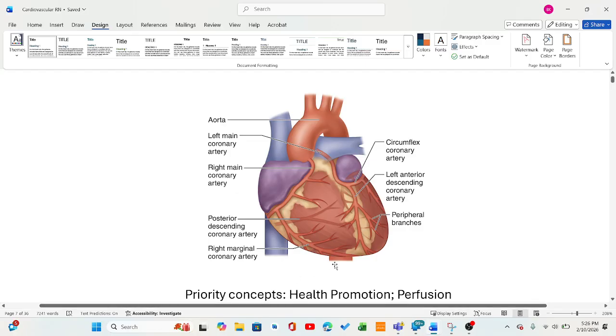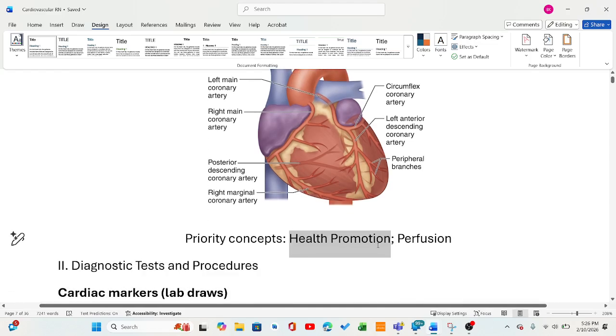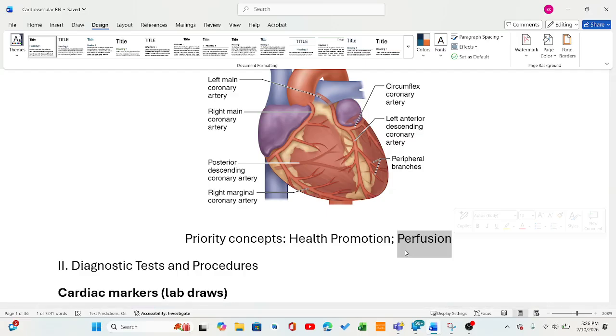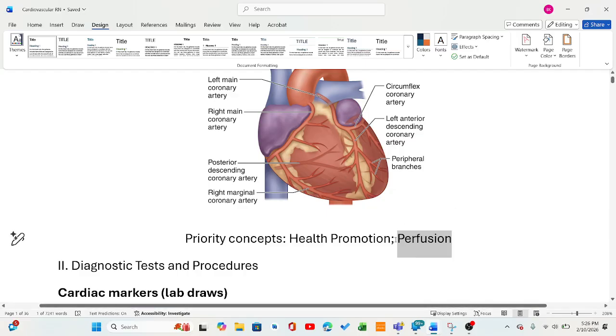So the main thing that they're going to be asking you for the NCLEX is going to be health promotion, and we're talking about perfusion. Perfusion, we said, is the transport of oxygen to all parts of the body. So if the heart fails to pump, then other parts of the body will not be able to get oxygen. And so our main problems we're going to be dealing with are perfusion problems.